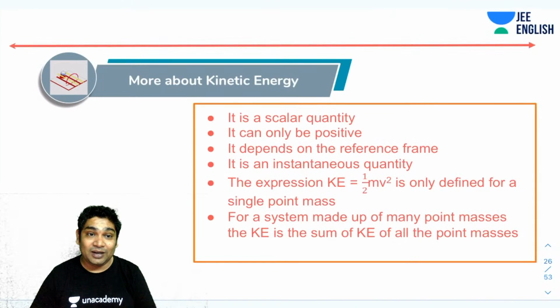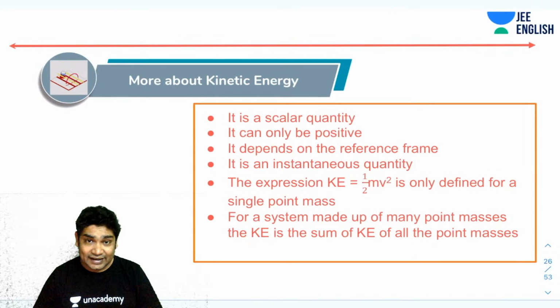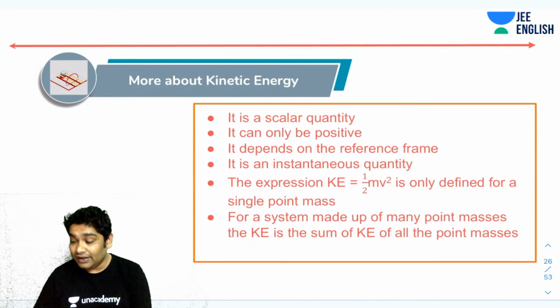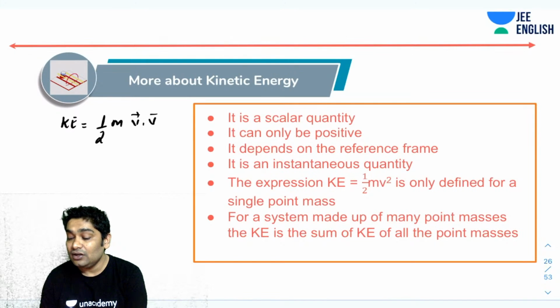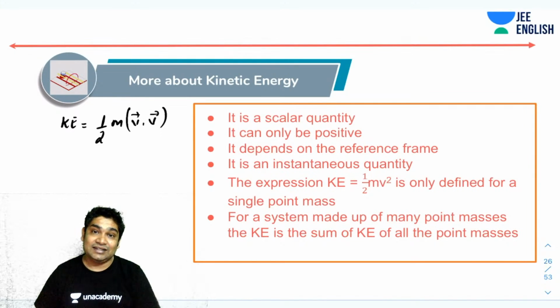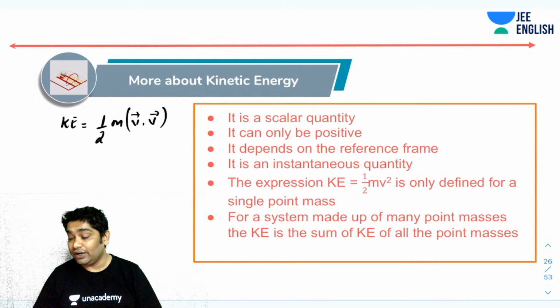Let's talk a little bit more about kinetic energy. So kinetic energy, of course, is a scalar quantity again, because work is also scalar. Kinetic energy is also scalar. In fact, you can also write kinetic energy as half mv dot v. So it is also defined as the dot product of v and v vectors. So obviously it's a scalar quantity.